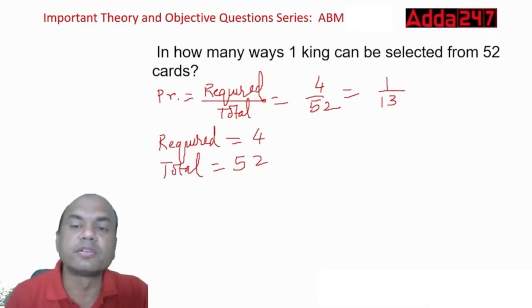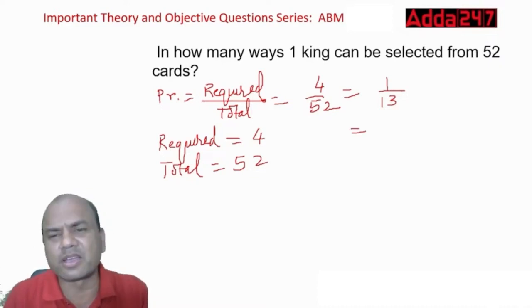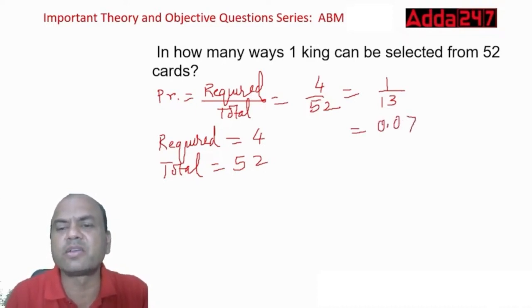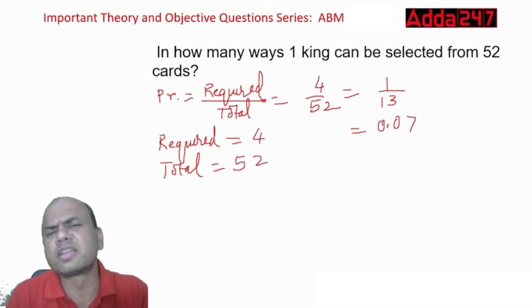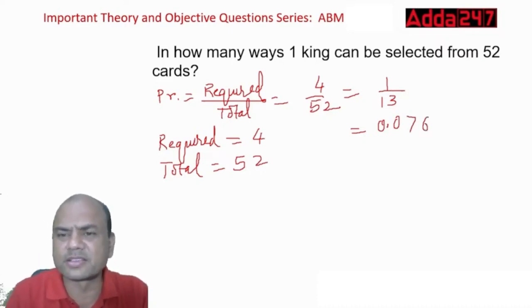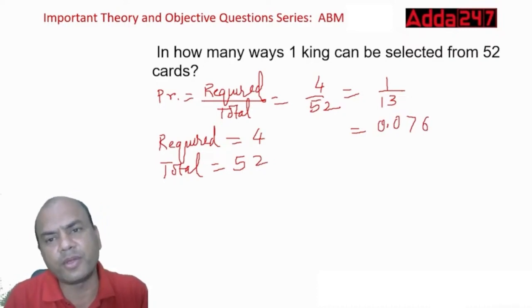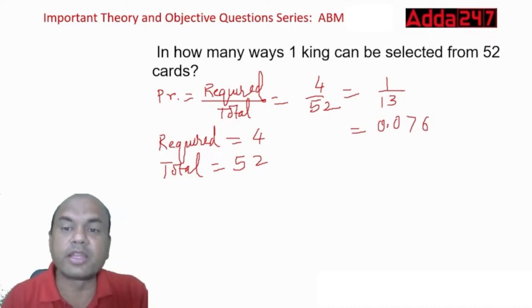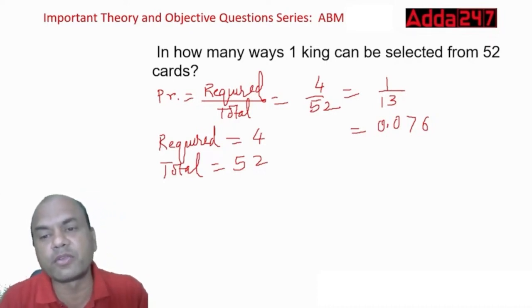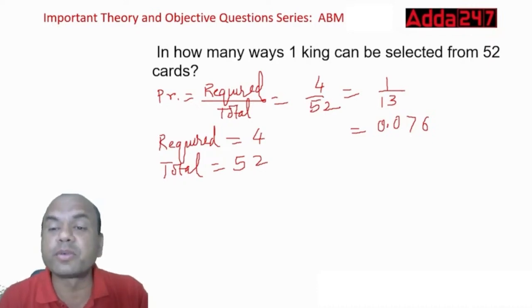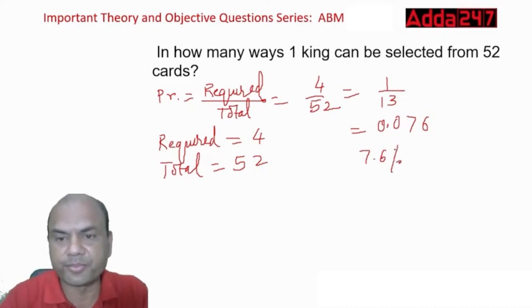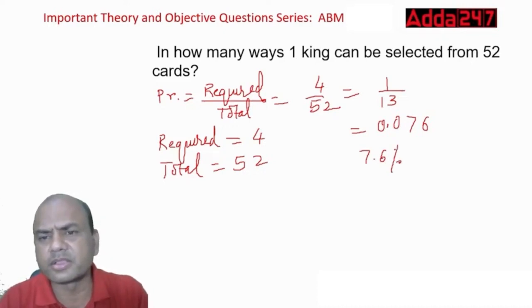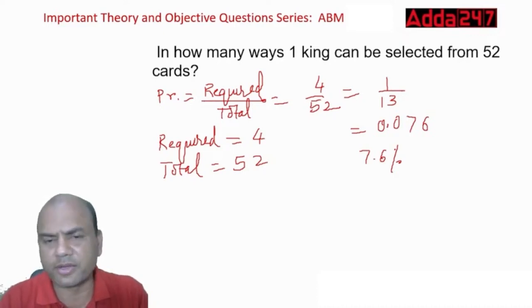If you want, we can divide it also. 0 point, then 100. 13 sevens are 91, again 90 remains, right? So 13 sixes are 78. So it is 0.076. Or you can keep it 1 by 13 also, depending on what is given in the exam. If in exam they give you 1 by 13, mark it 1 by 13. If they give you this much, mark 0.076. If they give you in percentages, then it will be 7.6%. Am I right over here? Yeah, correct.